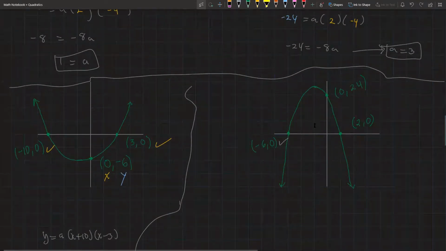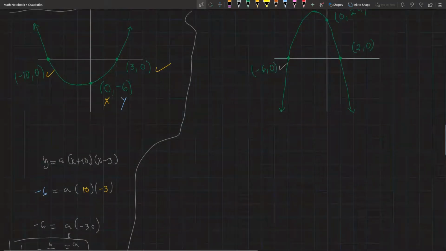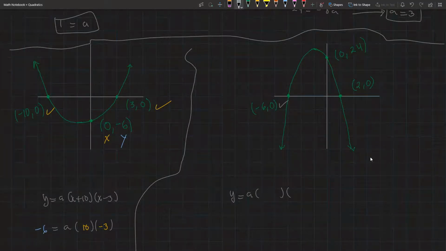Right here, again, we have something times something because the x-intercepts are given. But hopefully you realize, because this is curving downwards, that our a term should be negative. Here we got a positive. We were expecting that. It was curving up. If we don't get a negative value for a, we did something wrong. So still, let's set it up as y equals a times something times something.